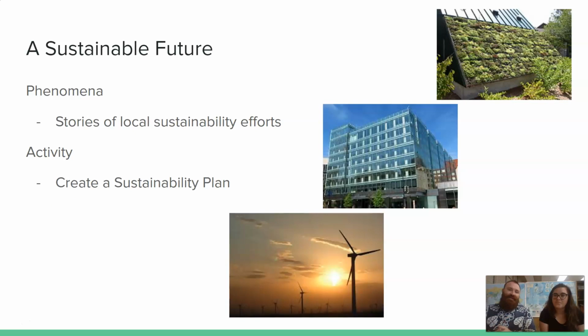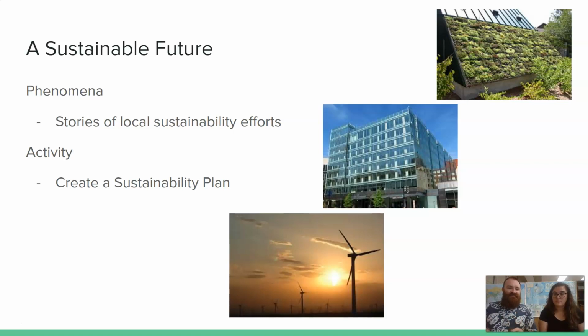And then it really ends with a sustainable future. We need to be considering local sustainability efforts. We will provide some in our bundle, but I really want all the teachers to be looking in their community for stories of local sustainability efforts. That should be your phenomena, for students to ask questions and make observations. Why did they do it this way? What does this help or support?